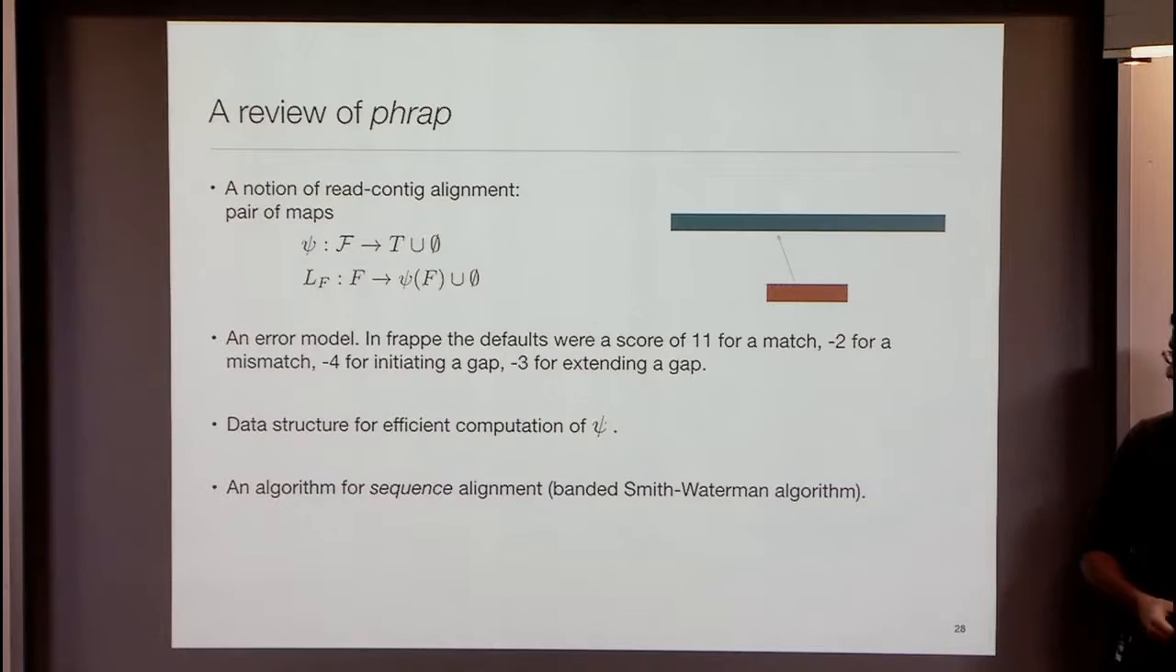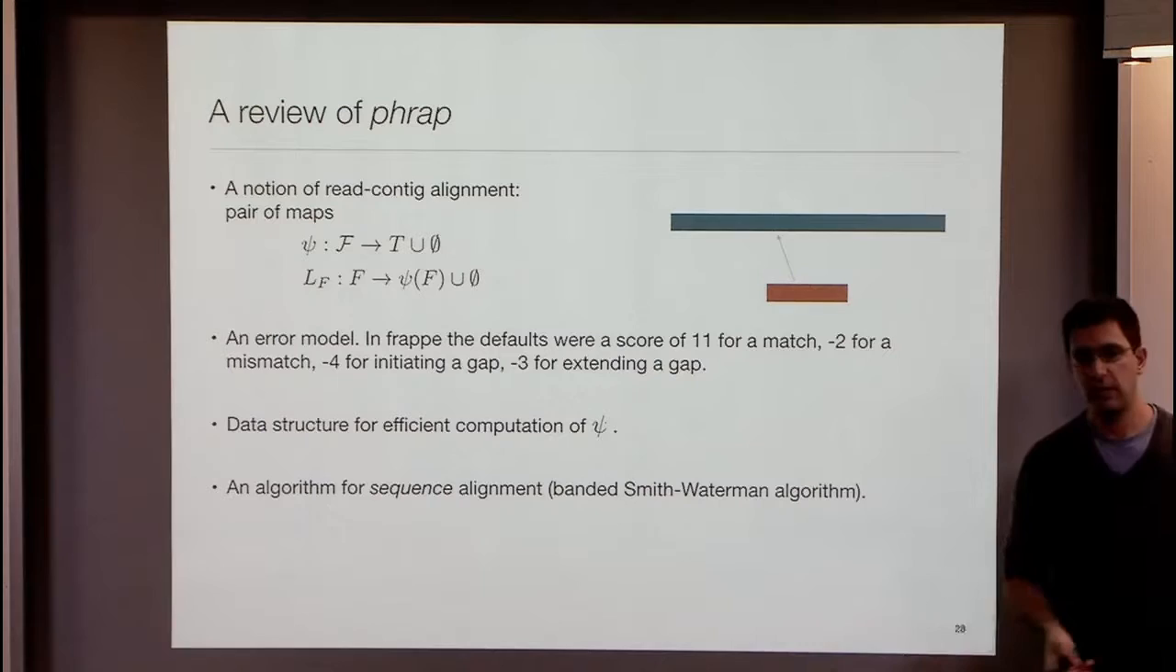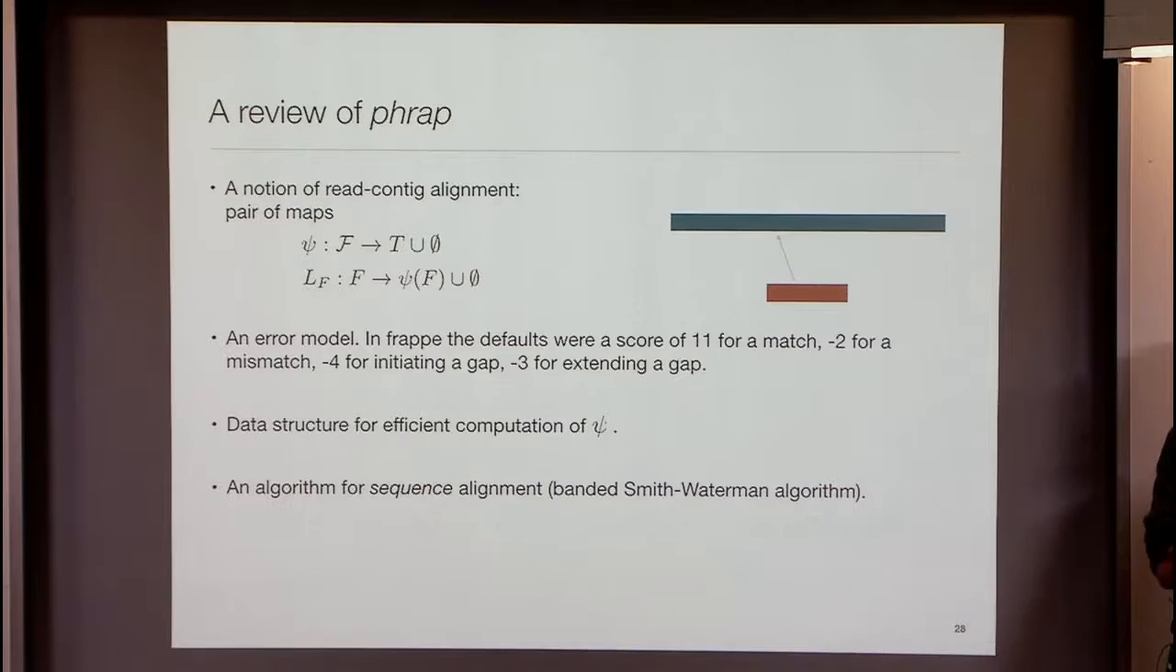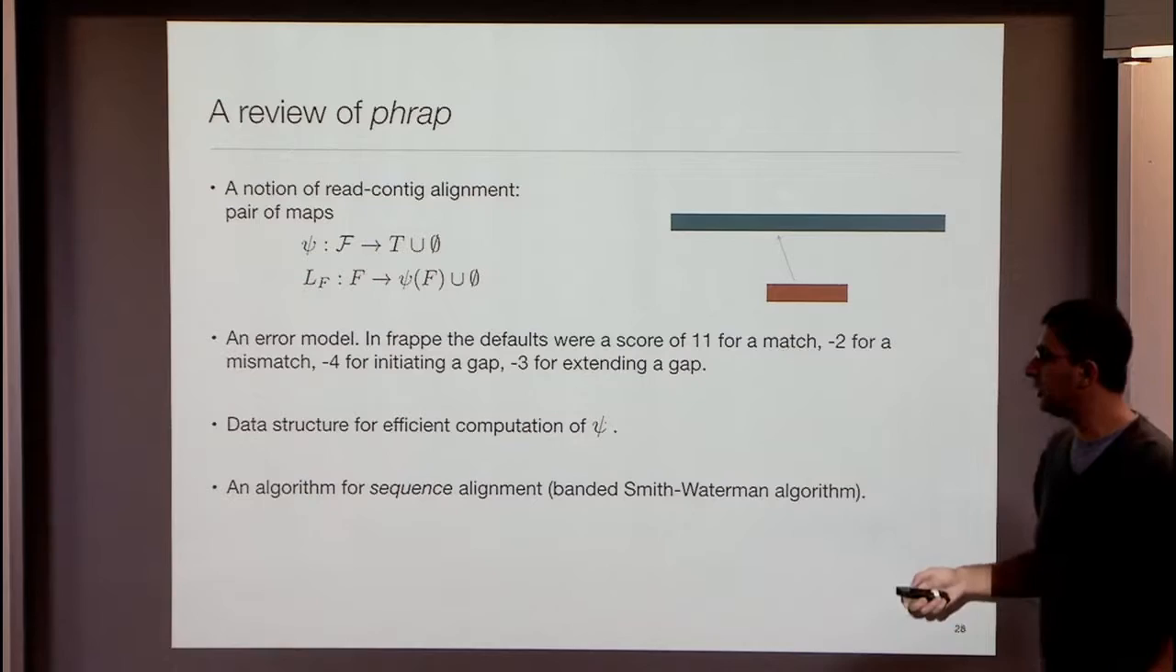But your error model might be different. You might give a different score. You might give a probability if you even venture to try to do some statistical thing. The next thing is that you need a kind of efficient data structure for computing this map psi.